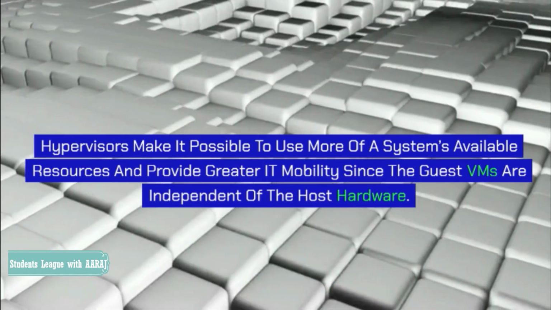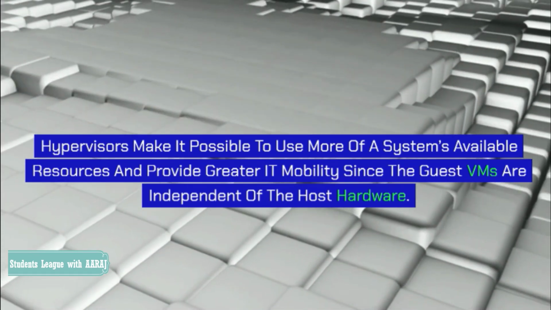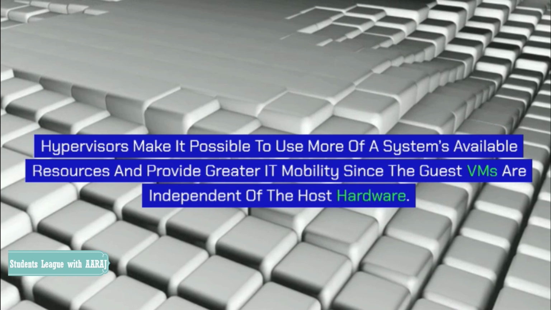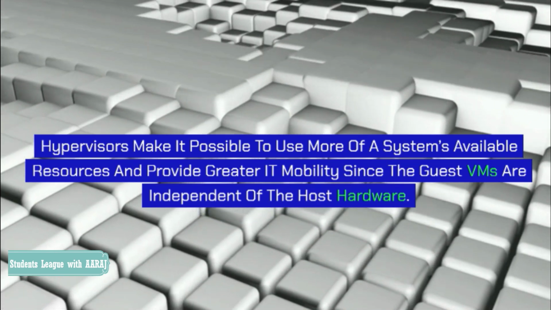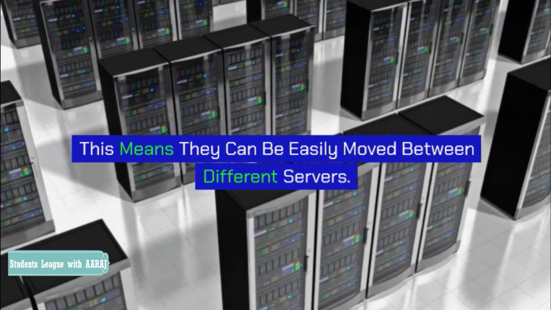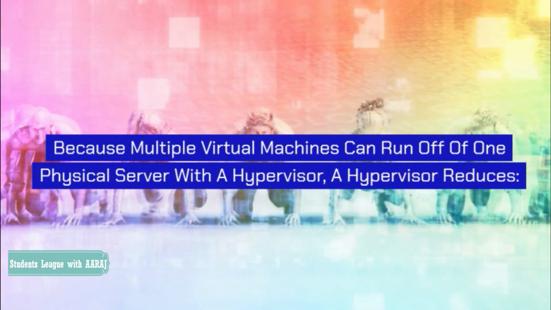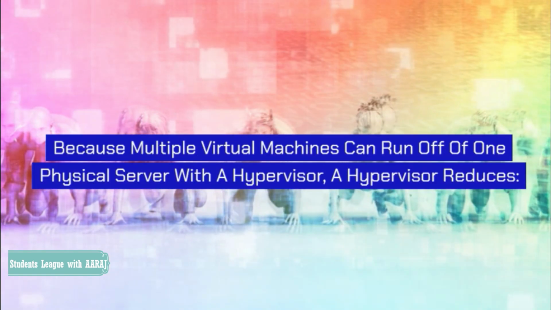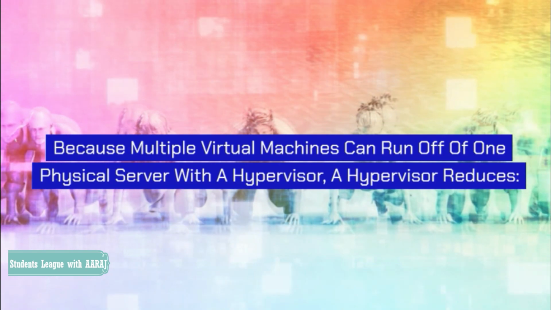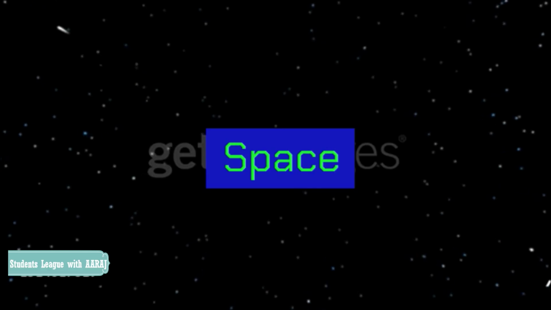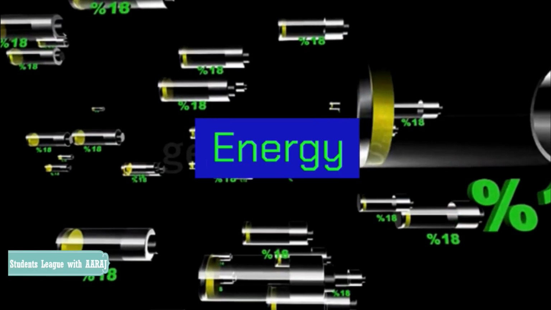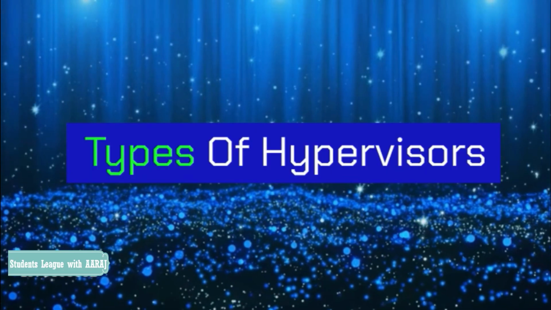Why use a hypervisor? Hypervisors make it possible to use more of a system's available resources and provide greater IT mobility since the guest VMs are independent of the host hardware. This means they can be easily moved between different servers. Because multiple virtual machines can run off of one physical server, a hypervisor reduces: 1. Space. 2. Energy.